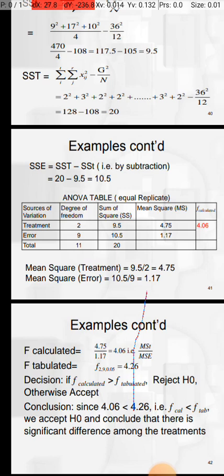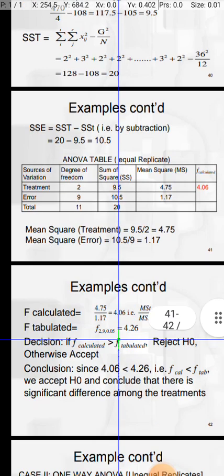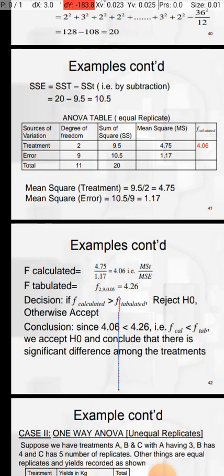The same way for the MS error. So there's no MS total. We only have MS treatment and MS error. So when you do that, 10.5 divided by 9, you get your 1.17 here. You can see how it is now. So now when you divide your MS treatment by your MS error, you finally have what we call 4.06.